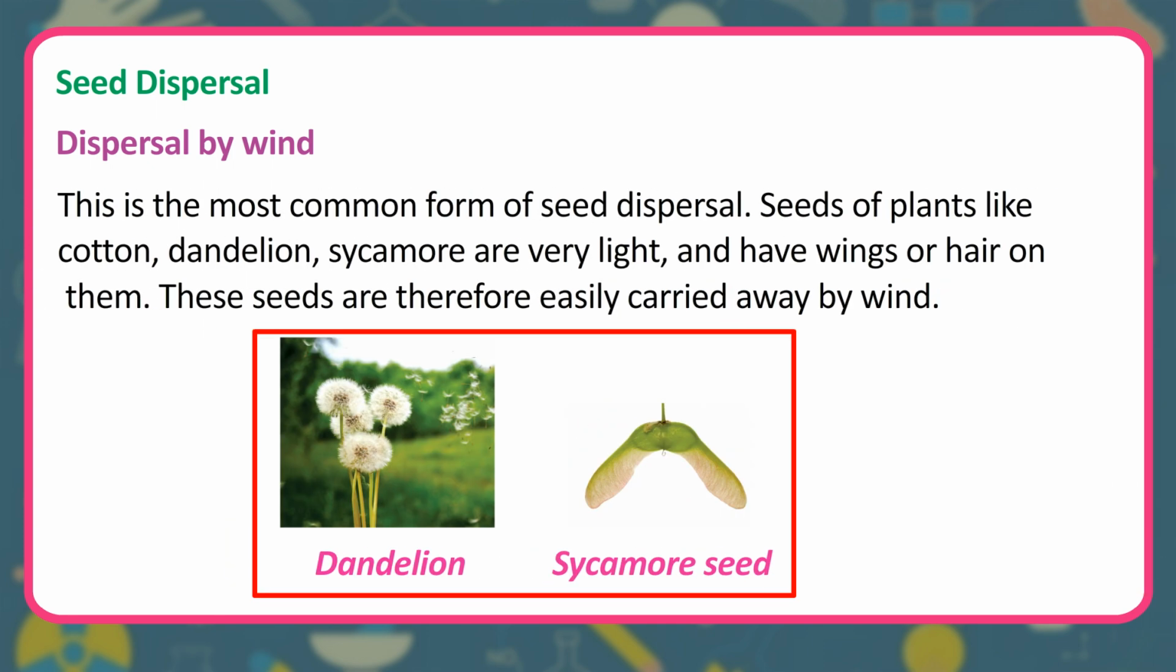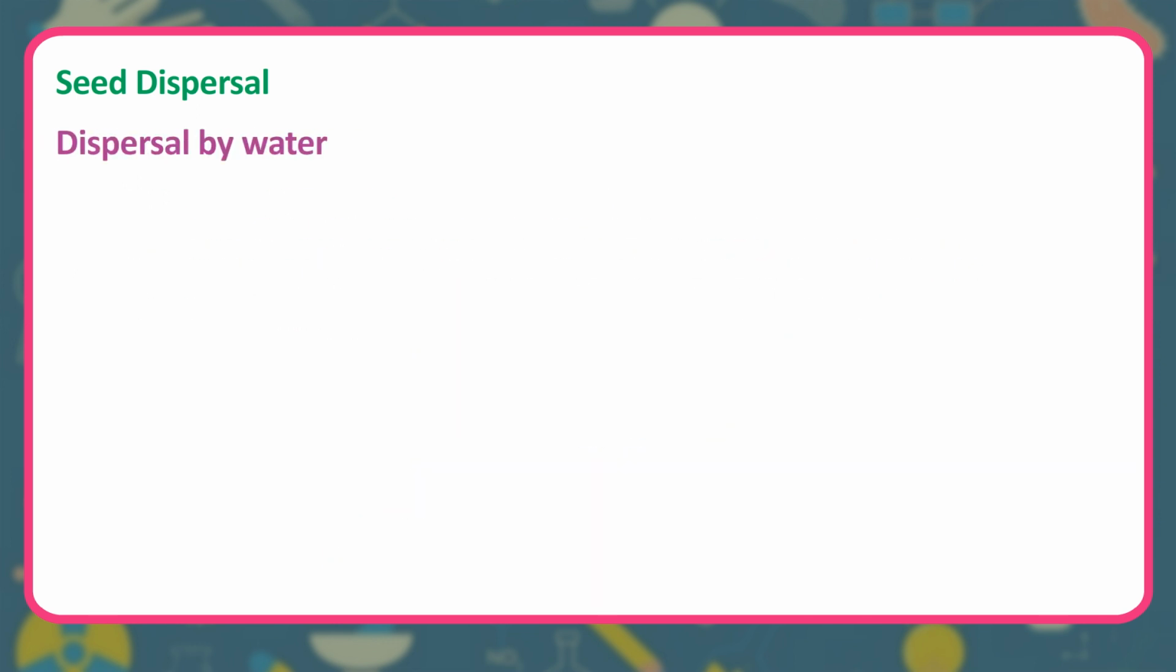Dispersal by wind. This is the most common form of seed dispersal. Seeds of plants like cotton, dandelion, sycamore are very light, and have wings or hair on them. These seeds are therefore easily carried away by wind.